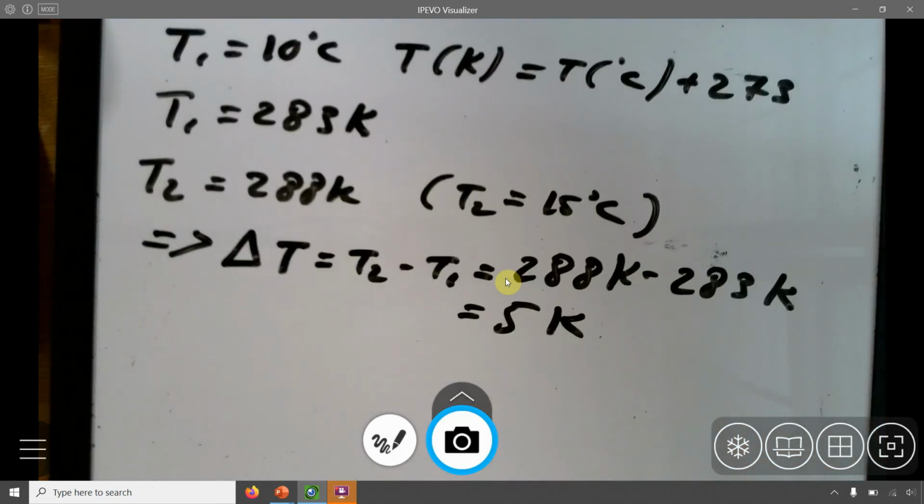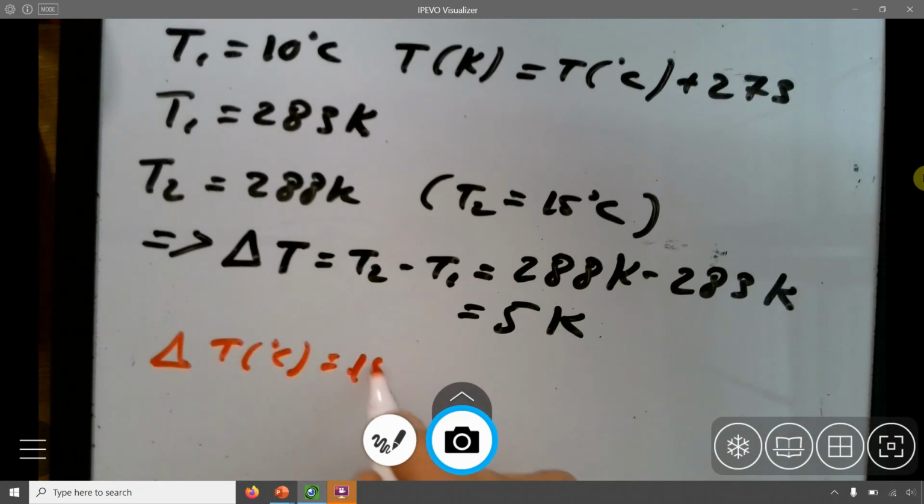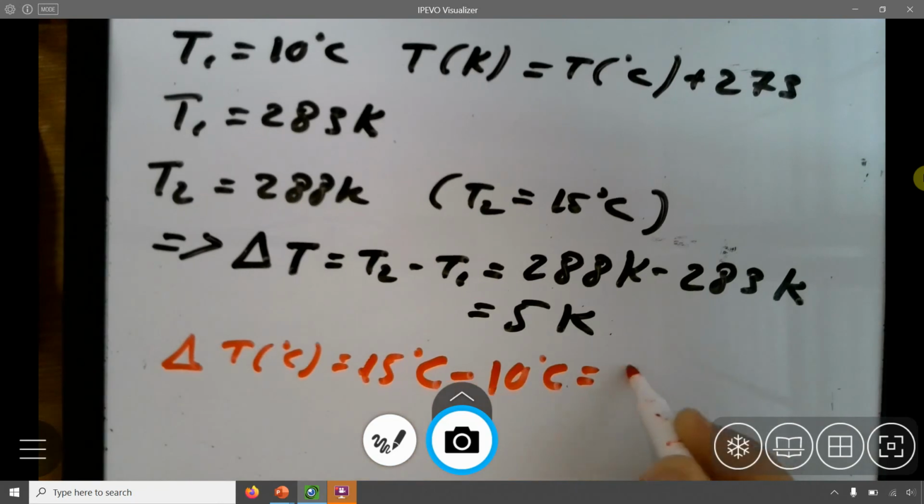Hey, check this out. This is something that's always going to be true, but only for delta T, nothing otherwise. You always have to convert to Kelvin unless you're dealing with delta T. Check this. Delta T, if I didn't convert, in Celsius, I would have done 15 degrees Celsius minus 10 degrees Celsius, and I would have gotten 5 degrees Celsius. So it's the same.